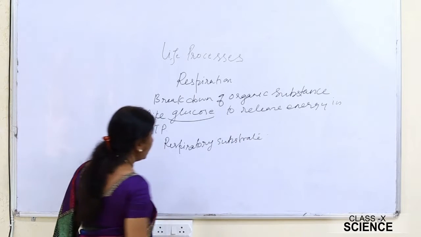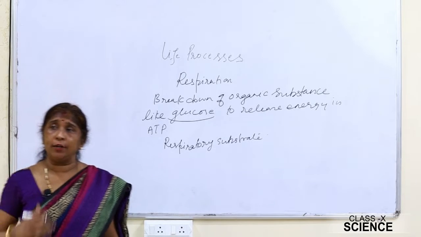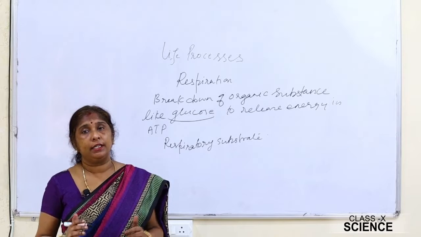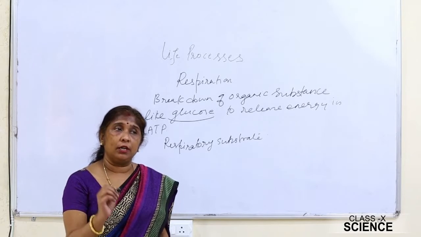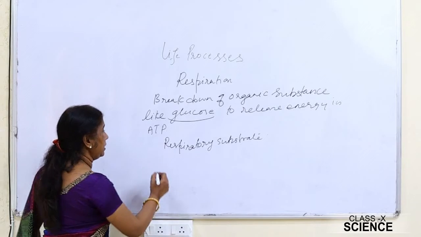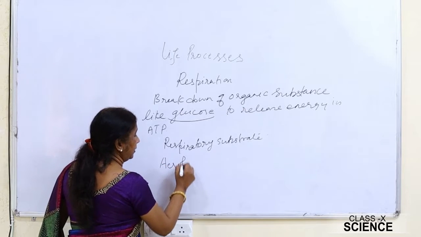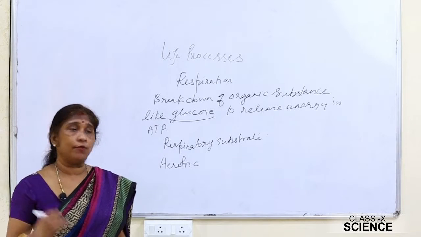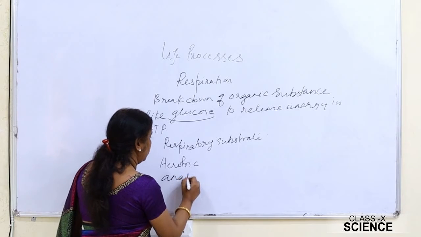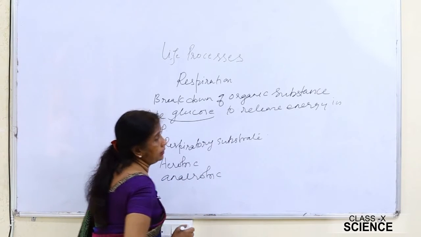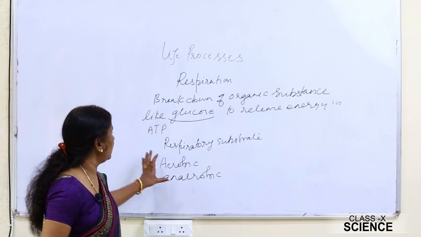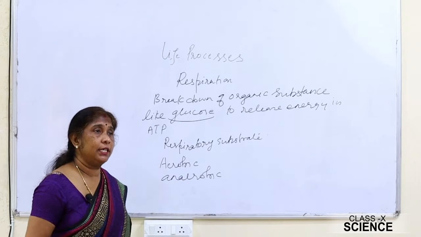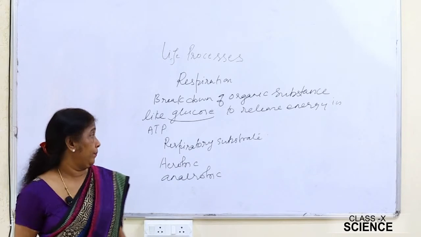Now, in this process of respiration, an organism can respire in the presence of oxygen, or an organism can respire in the absence of oxygen also. Suppose an organism is respiring in the presence of oxygen, then we call it aerobic respiration. And if an organism is respiring in the absence of oxygen, we call it anaerobic respiration. In both cases, the breakdown of glucose will take place: in the first case, in the presence of oxygen, and in the second case, in the absence of oxygen.